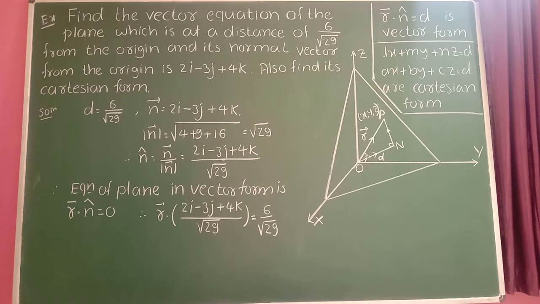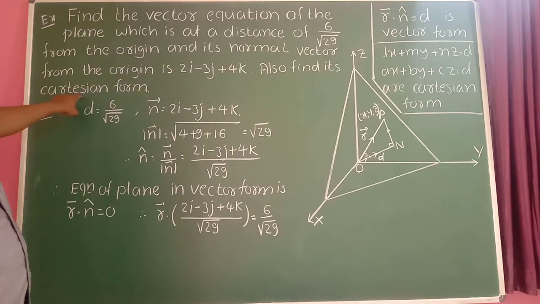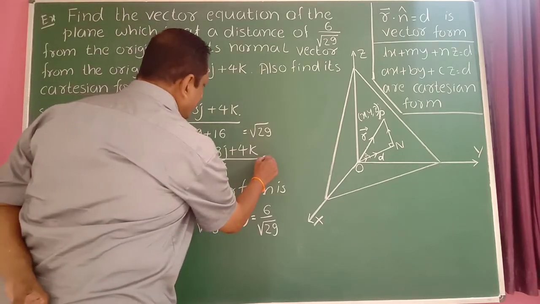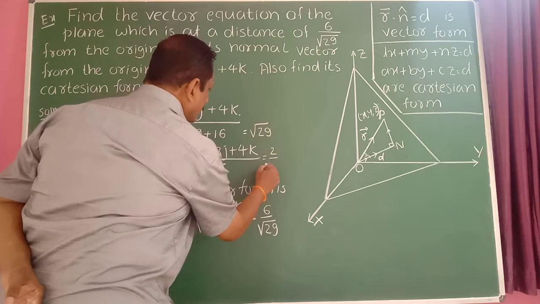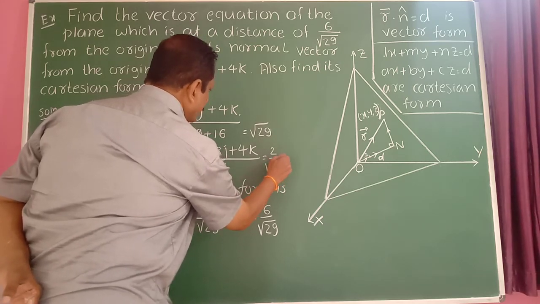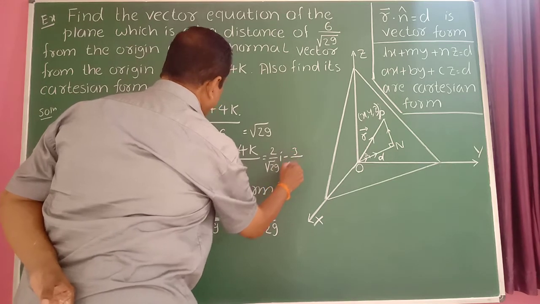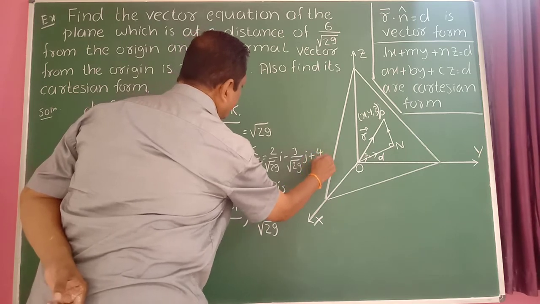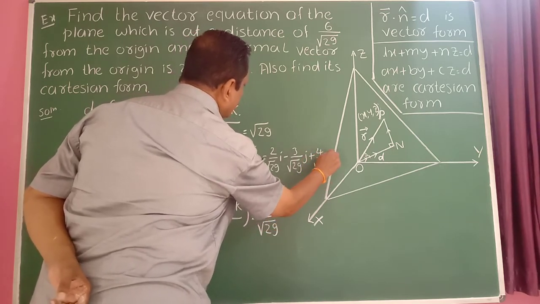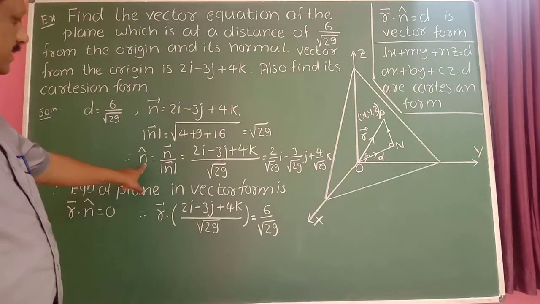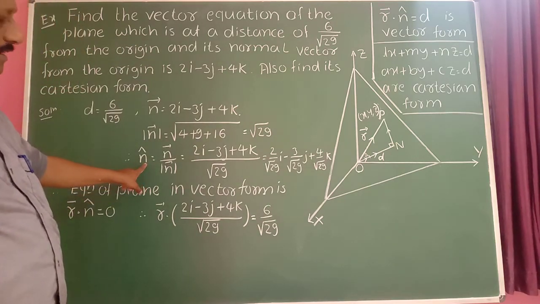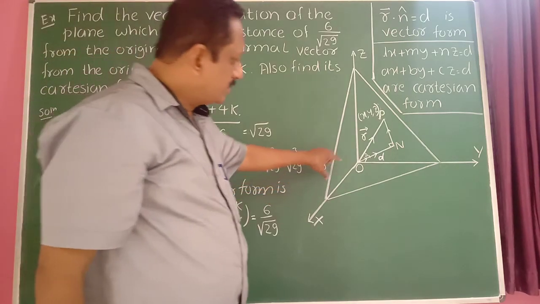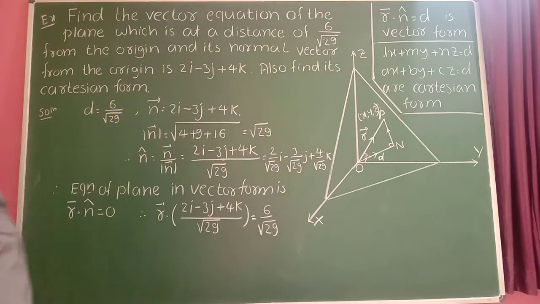Next, also find its Cartesian form. Here n cap is this one. You can write this n cap in this form also: 2 divided by root of 29 into i, minus 3 divided by root of 29 into j, plus 4 divided by root of 29 into k. Here n cap is a unit normal vector. Then obviously these are the direction cosines of n cap.